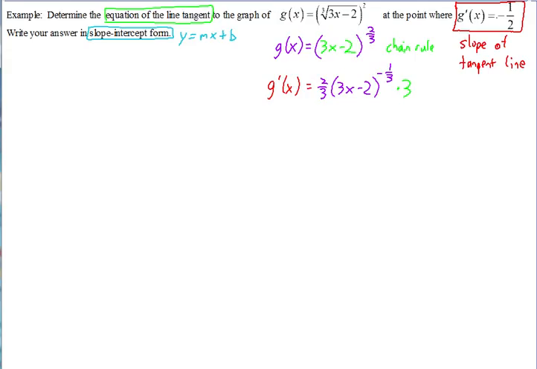Let's go ahead and simplify that. See, the 3's reduce out, so all that's left in the numerator is 2, over, bringing that back to radical form, the cube root of (3x minus 2). And we set that equal to negative 1/2.